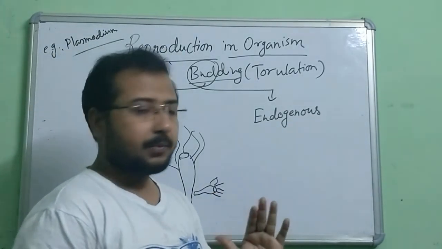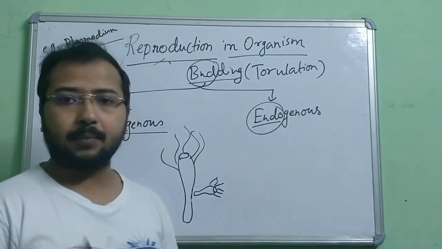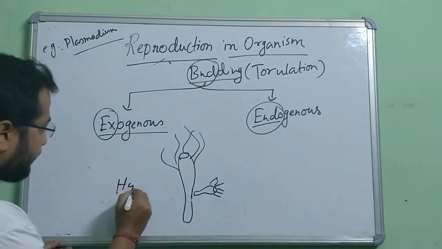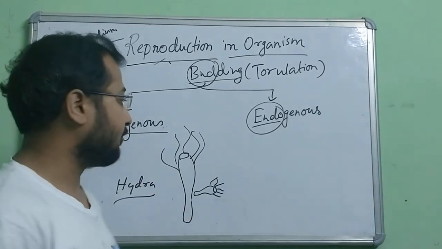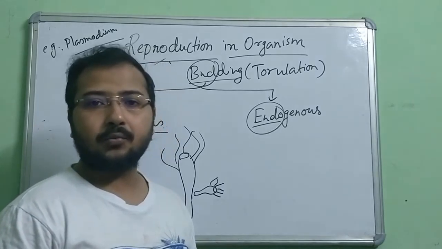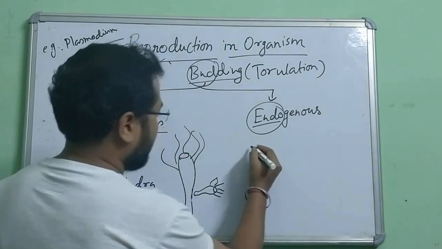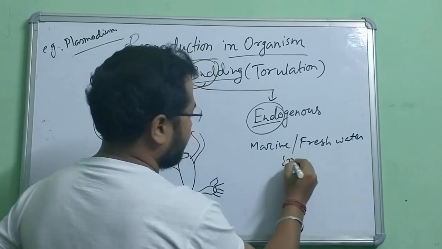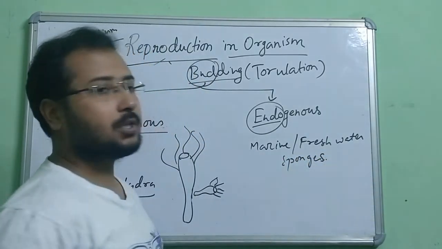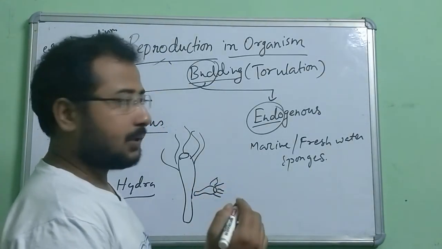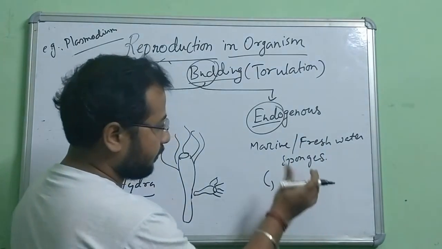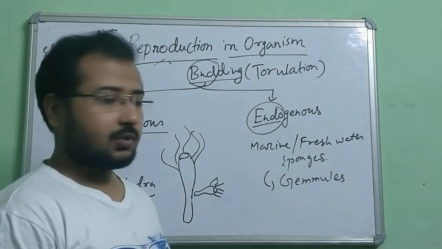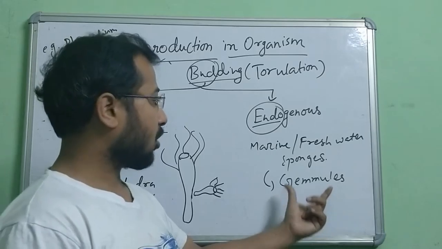Endogenous means inside, obviously. So the bud grows inside the body. Please note these examples, which are important. Endogenous budding is seen in marine or freshwater sponges. In these sponges the buds are known as gemmules. It is an asexual reproductive structure of sponges.